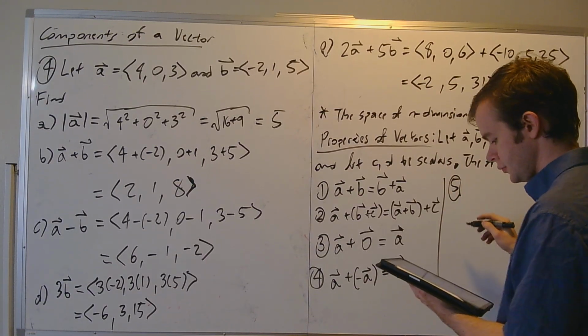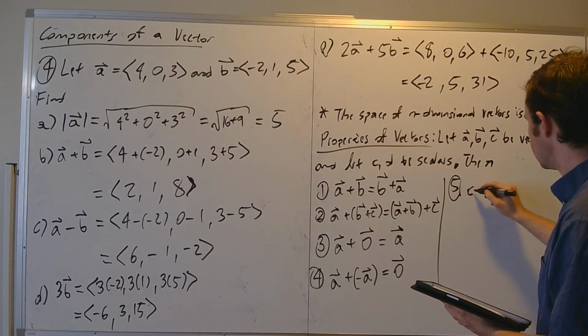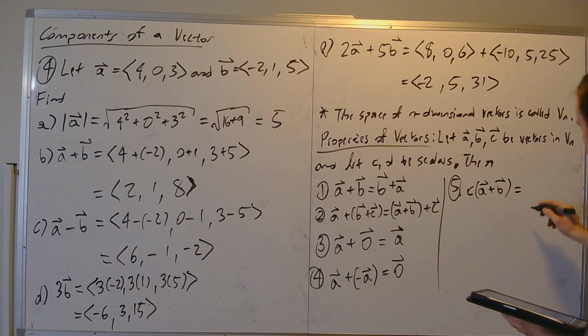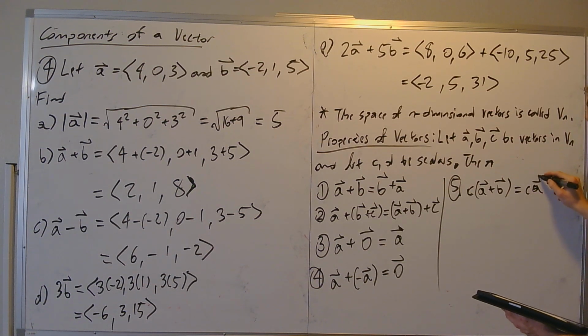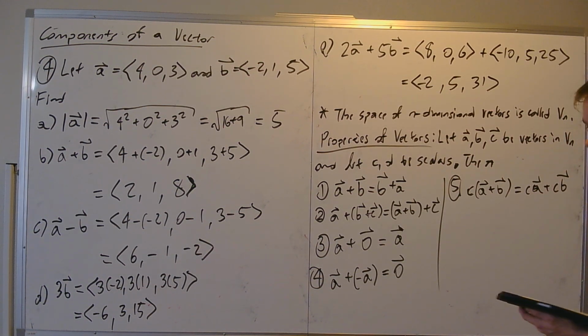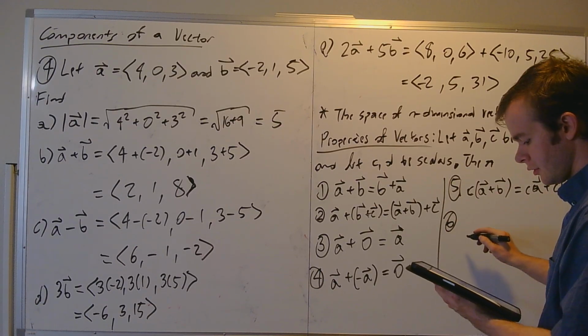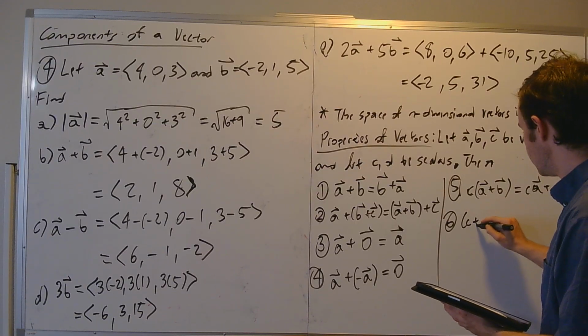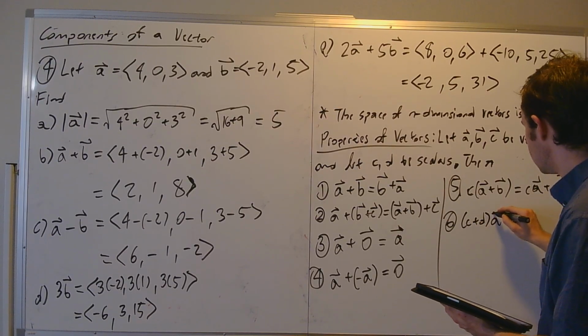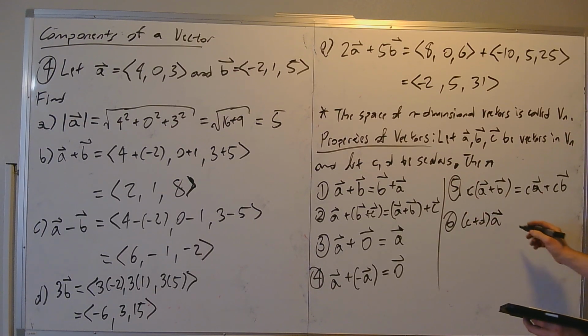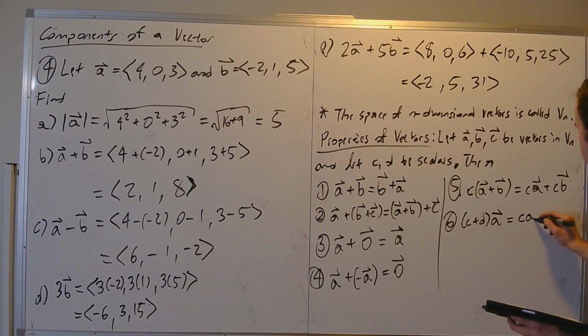Property 5 is going to say C times A plus B equals, you can distribute, so we're going to get C times A plus C times B. Okay. The next one, number 6, is going to say that C plus D times A, you can distribute the other way around too, right? So we were able to distribute a scalar, but you can also distribute a vector. So if we distribute the vector, we're going to get C times A plus D times A.